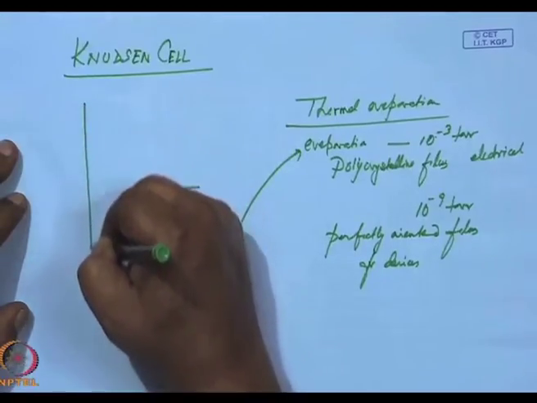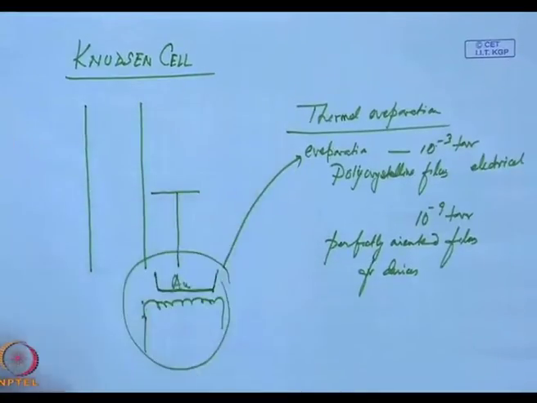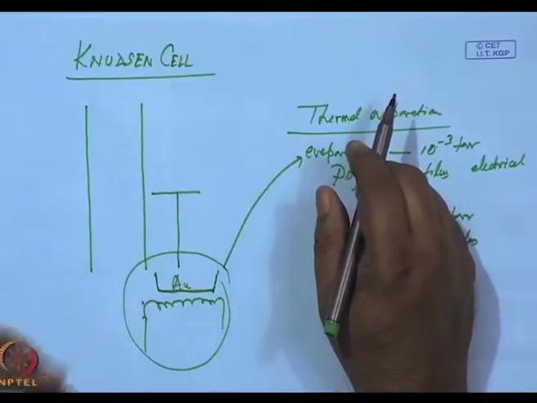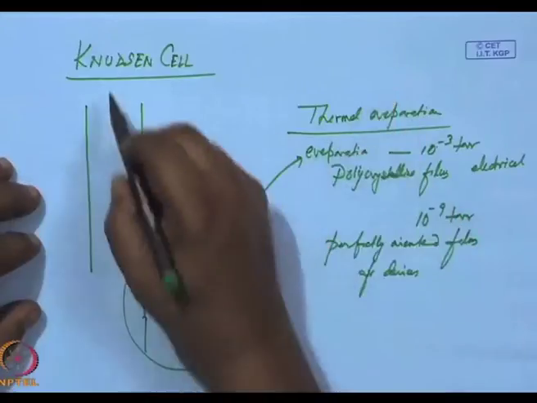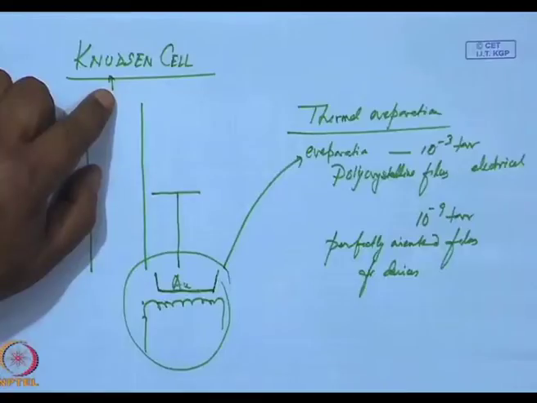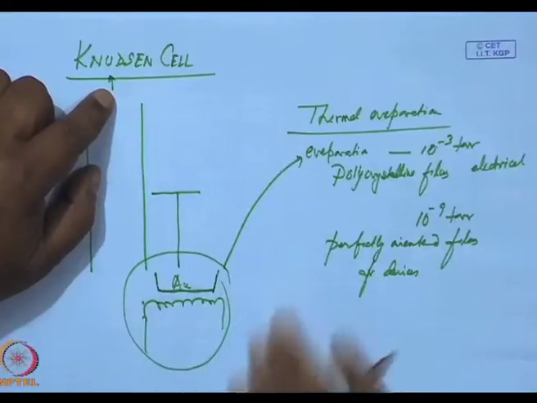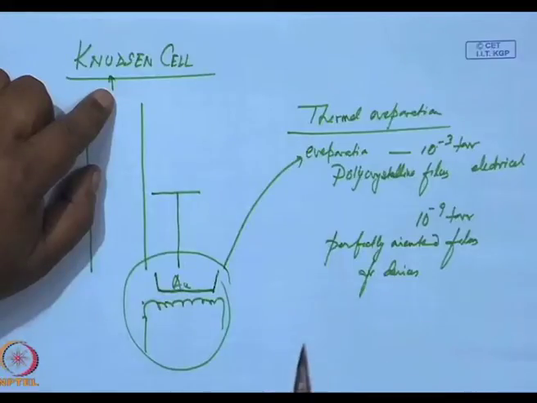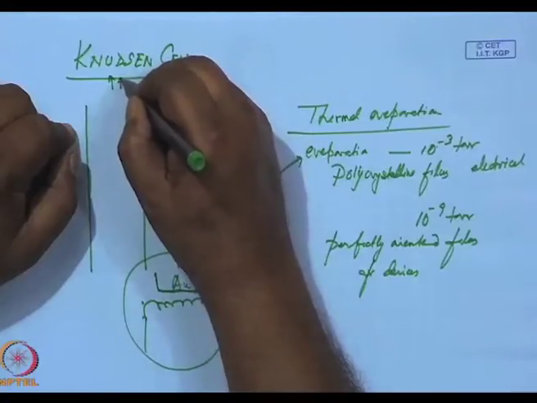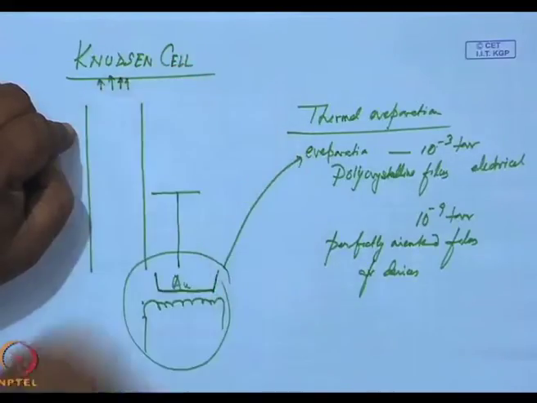The Knudsen cell, what is its purpose? It is going to be used at 10 to the power of minus 9 torr. Why? So that collisional deactivation of the vapors which come out, with whatever air molecules are there, is reduced to a minimum. So that the vapor which leaves the Knudsen cell strikes the target without any loss of direction or momentum. So the fundamental job of the Knudsen cell is its ability to send out vapors of the material as a parallel beam.